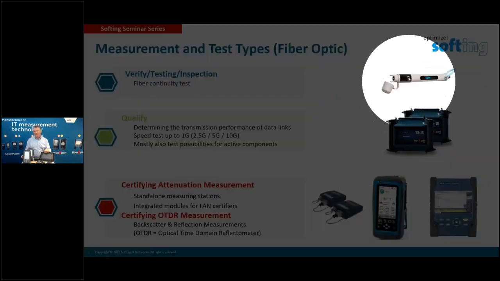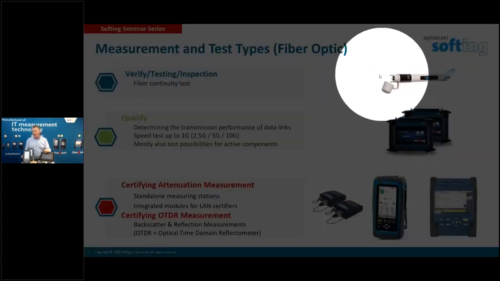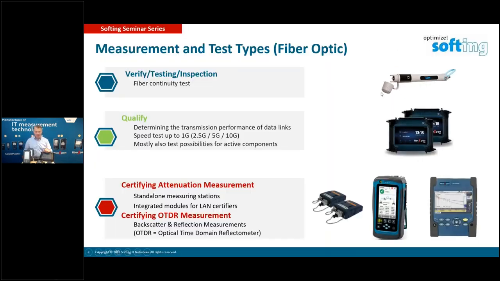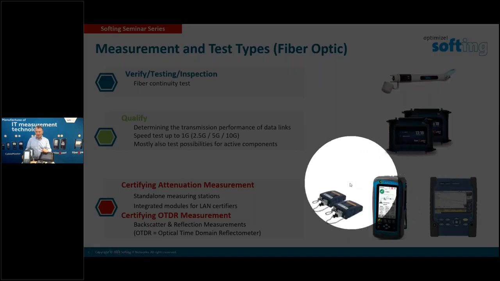Verifying means it's a visual fault locator. It sends out a red light, and you can see if the connection is there or not, or if there is a break in the fiber or something like that. For qualifying fiber, you can also use the NetExpert XG in a special version. You can check it up to 10 gig, and you can also measure the attenuation and the length of the fiber. And then it brings you to the certification, which is down here.